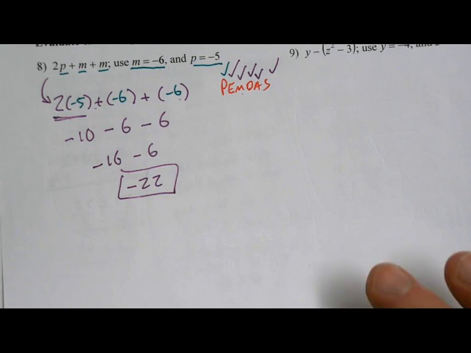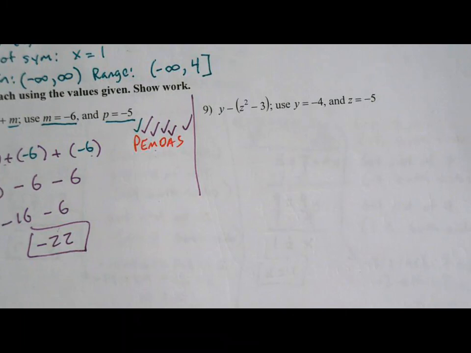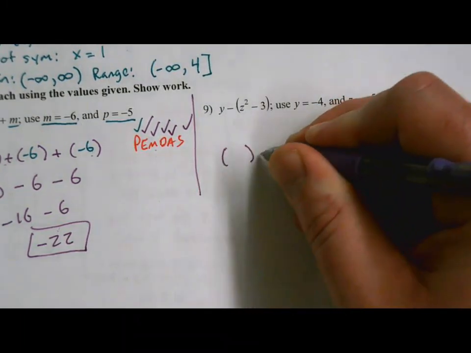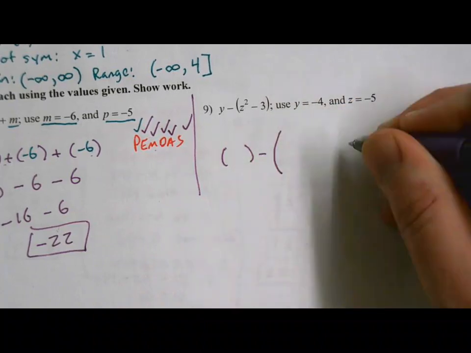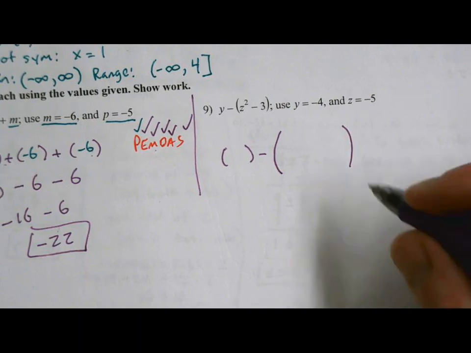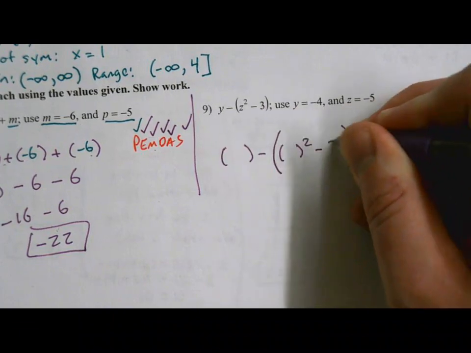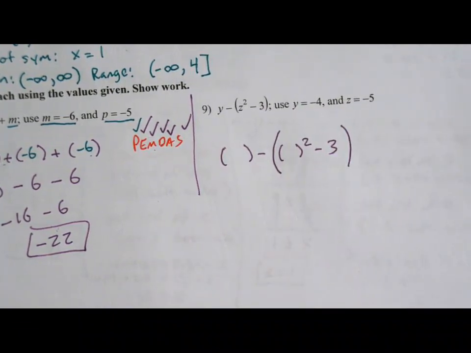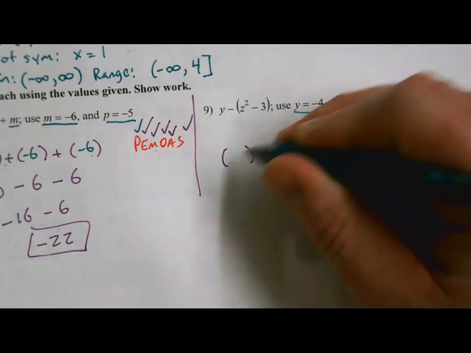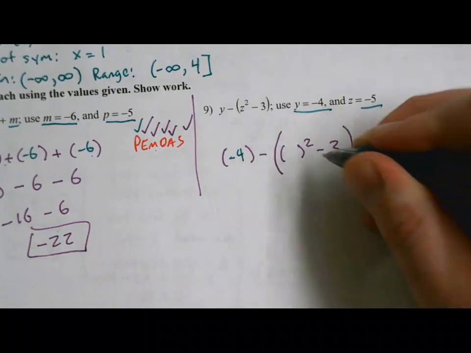All right, let's keep it going. One last one here. So I'm going to rewrite this, but leave out all of the y's and z's. So it says y minus big parenthesis. I'm going to go ahead and close this parenthesis. And inside is z squared. So here's my z squared and -3. Let's get our y and z values in here. Y was -4. That was the first thing we had. And then z goes here. Z was -5.